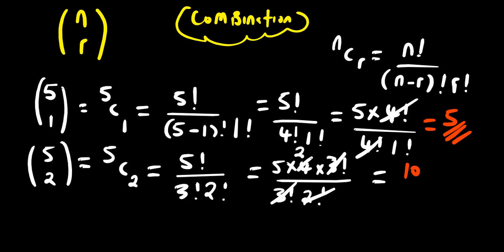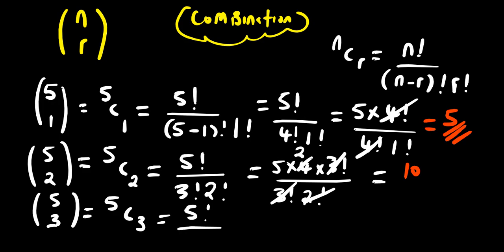Now let's solve another one. We've got 5 combination 3. How are we going to solve this? So 5 combination 3 will be equal to 5 factorial over 5 minus 3, that is just 2. So I have 2 factorial 3 factorial. So I'm able to see that this one and this one, they're going to give me the same answer. So this will be equal to 10 as well.